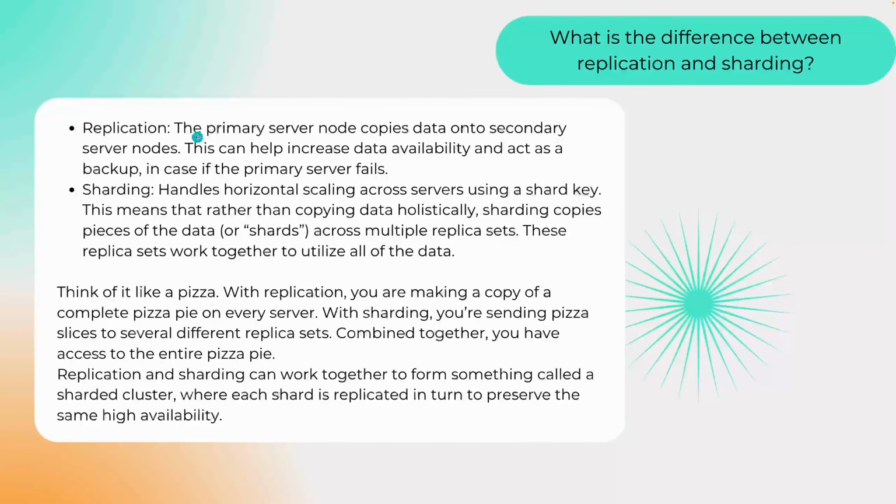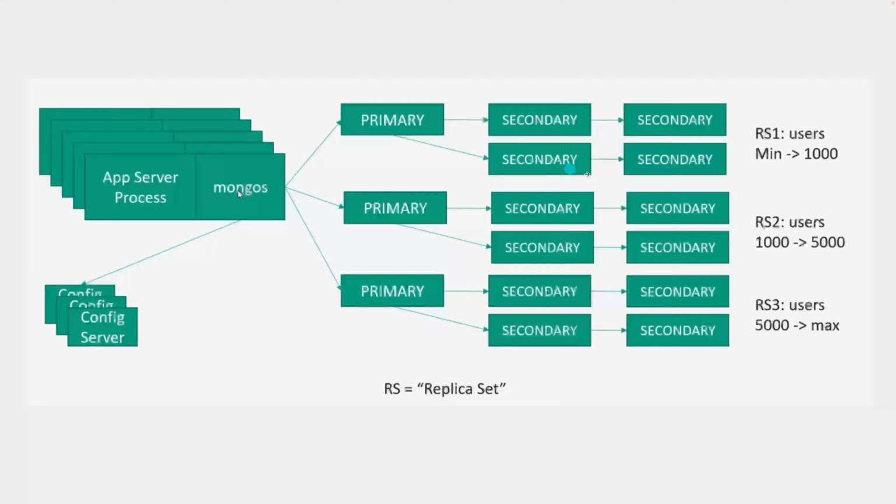If you want to take a look at the definition, the primary server node copies data onto secondary server nodes. This can help increase data availability and act as a backup in case the primary server fails. And also, as we spoke earlier, in case of any primary server failure, the secondary servers vote amongst themselves and select a new primary server. What is sharding? How is sharding implemented here? So sharding handles horizontal scaling across servers using a shard key. So this means that rather than copying the data holistically, sharding copies pieces of the data across multiple replica sets. Exactly what we discussed earlier.